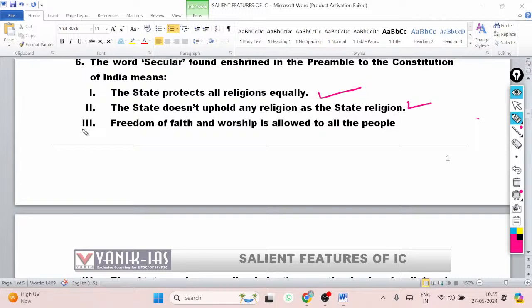Freedom of faith and worship is allowed to all people. Yes, under Articles 25 to 28, freedom of religion is provided. So under Article 25, freedom of conscience, freedom of profession, practice, and propagation of religion is provided. So that is also correct. So three statements are correct, and therefore we have to move to the fourth option, if any.